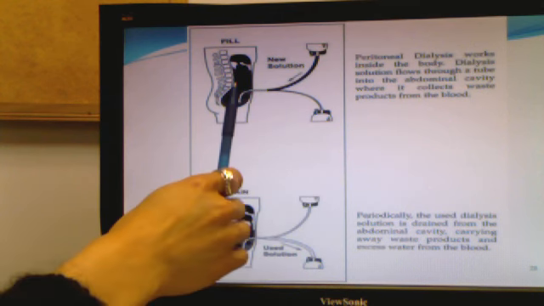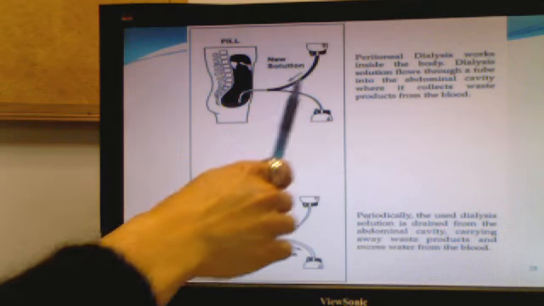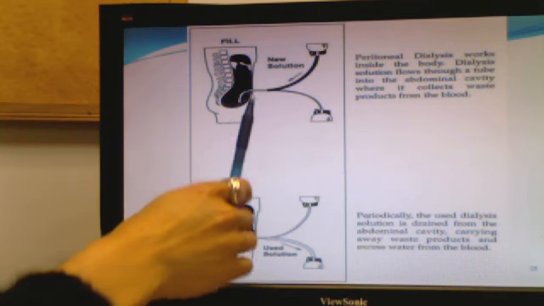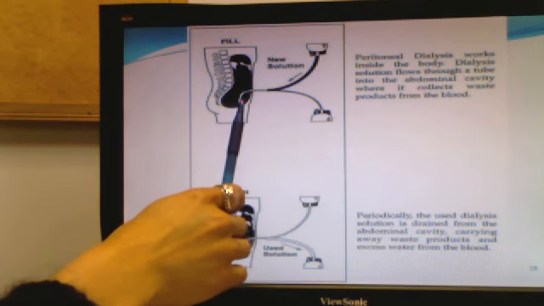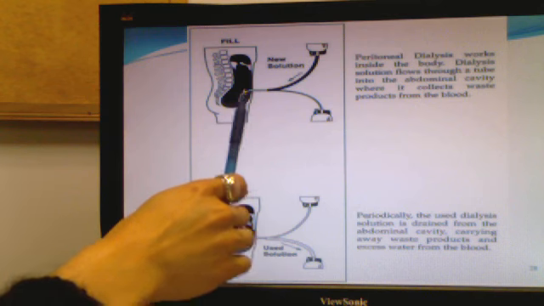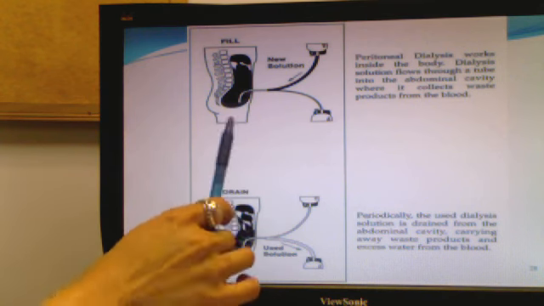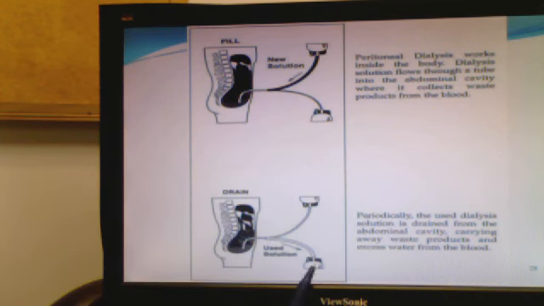Because the body is not able to rid of waste, we introduce a fluid. The fluid is there with the blood, there will be equilibration, and then we drain the solution once it has already passed through the diffusion process.